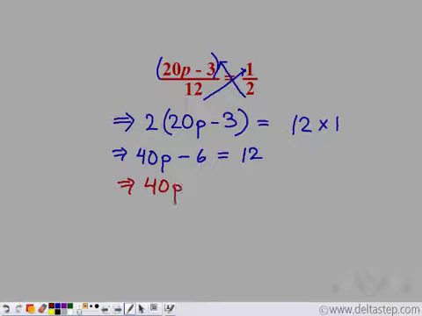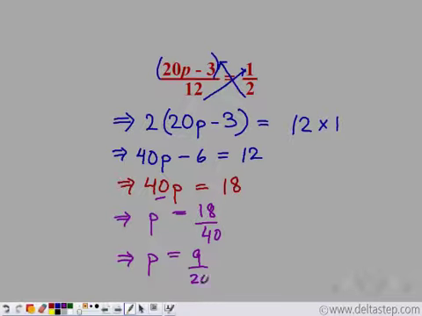So on transposing, this becomes plus 6. 12 plus 6 is 18. So we have 18 here. And lastly, we need to transpose this 40 to the right hand side. So we need to divide the right hand side by 40. So this is 18 by 40. And we can write it in simplified form as P is equal to 9 by 20.